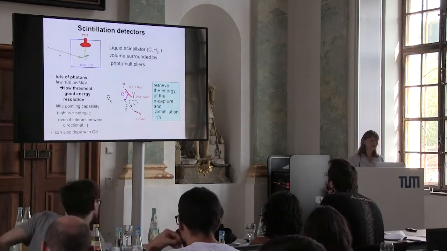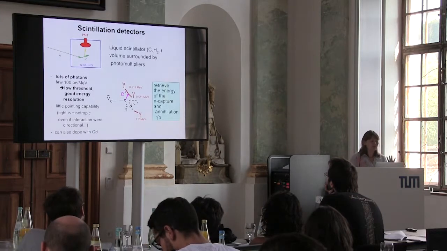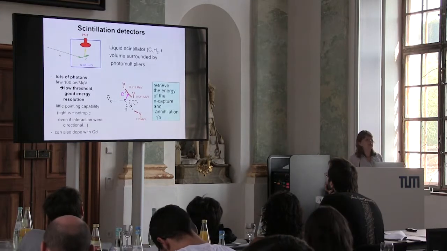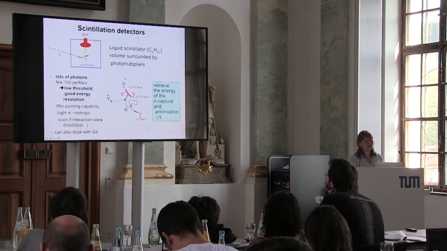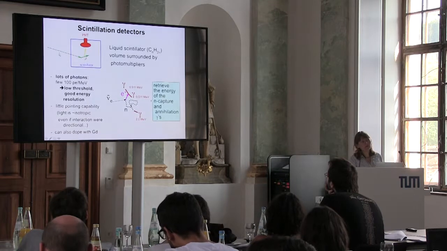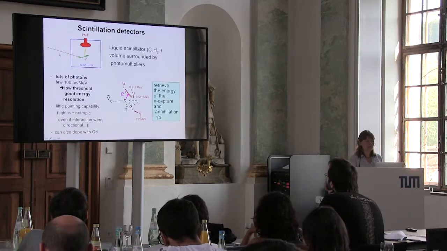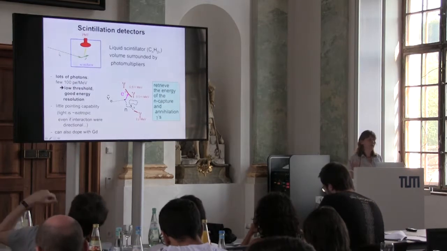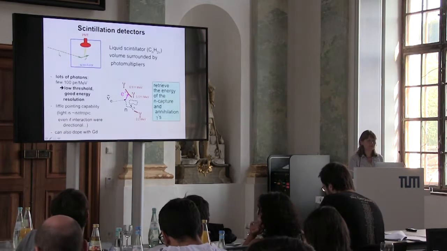Because of the large light yield, you can have very low thresholds and also good energy resolution. These have also often been doped with gadolinium for the same reason, and so this is much better. You don't really need to dope as much, although some do, to get the capture of the neutron, to tag an inverse beta decay event.